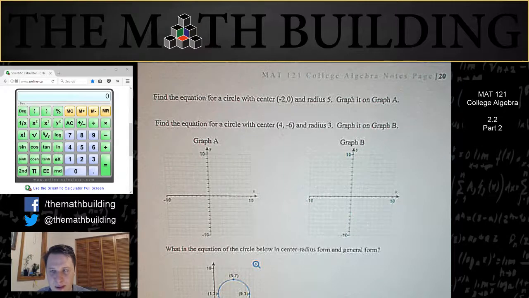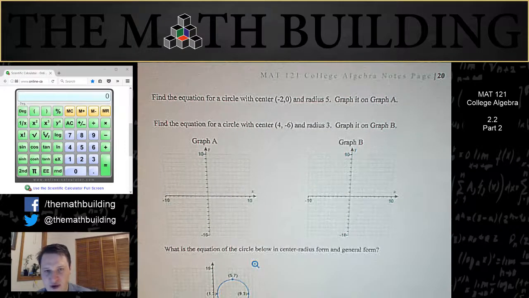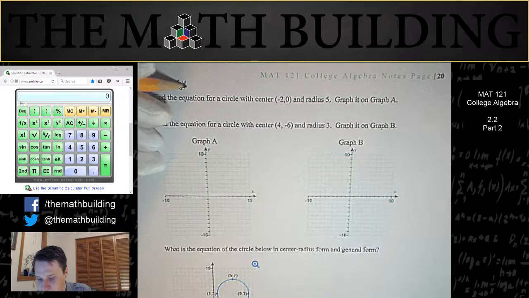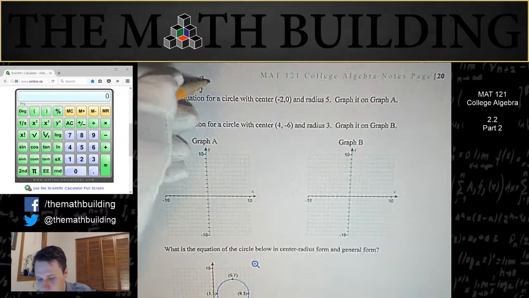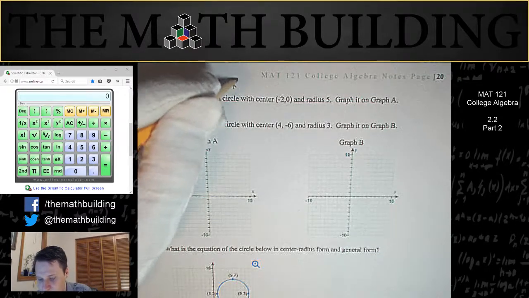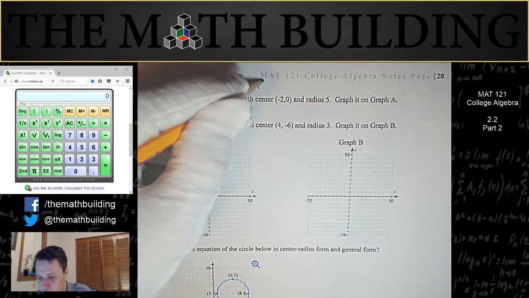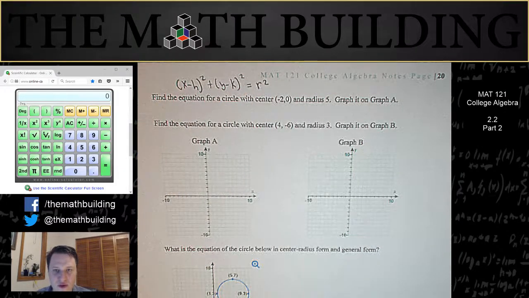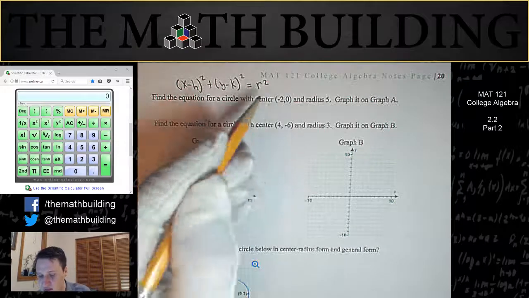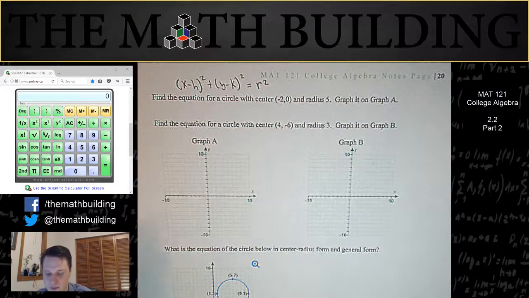The next problem says, find the equation for a circle with center (-2, 0) and radius 5, and graph it on graph A. Well, just as a reminder, the formula is (x minus h) squared plus (y minus k) squared equals r squared. That's the general form for a circle, so let's use this information to find the equation.